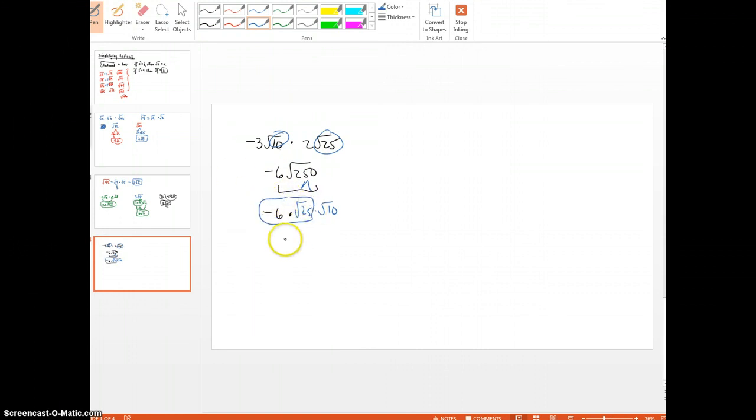Now, what does root 25 translate to right away? Root 25 is equivalent to just 5. So negative 6 times 5 gives us negative 30 root 10. And this is how we simplify radicals.